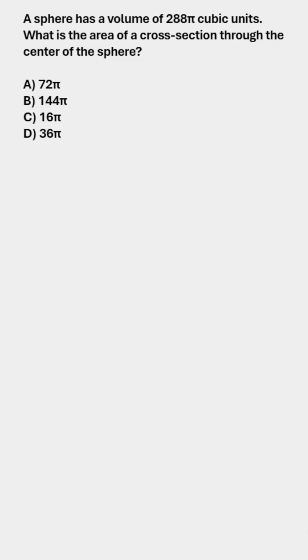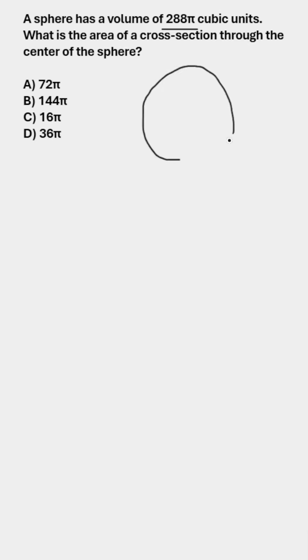So we've got a sphere with a volume of 288 pi cubic units, and they're asking us to find the area of the cross-section through the center of the sphere. Okay, well, first of all, what is the area of a cross-section through the center of a sphere?